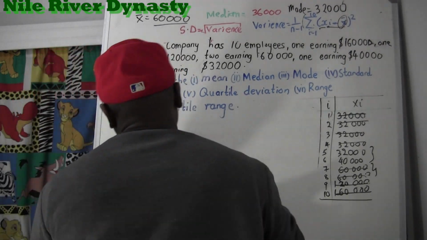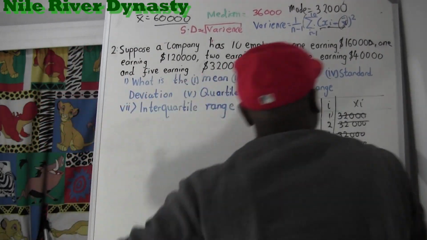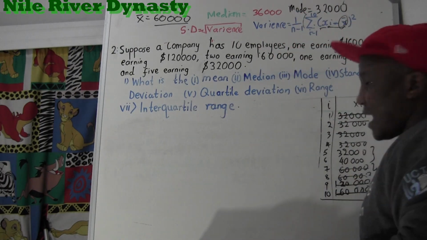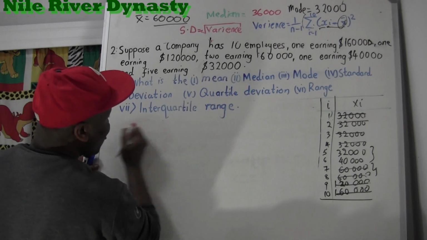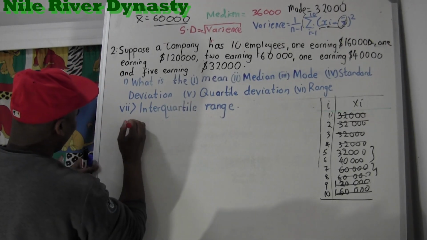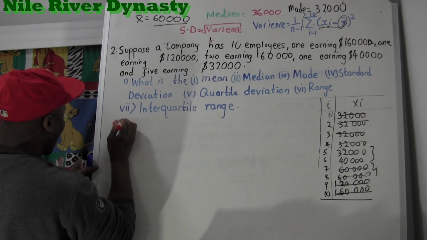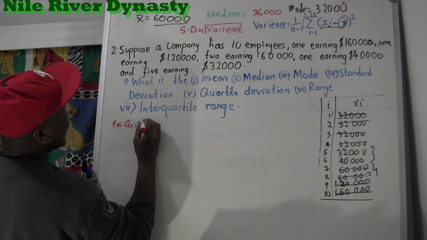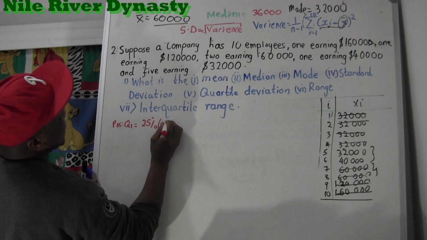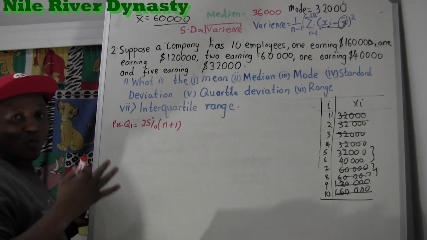Okay, so now there are 10 terms. Since there are 10 terms, I'm going to find quartile 1. The position of quartile 1, how do we get it? Quartile 1 is like the 25th percentile, so it's the 25th percentile times n plus 1. It gives you the position of the quartile.